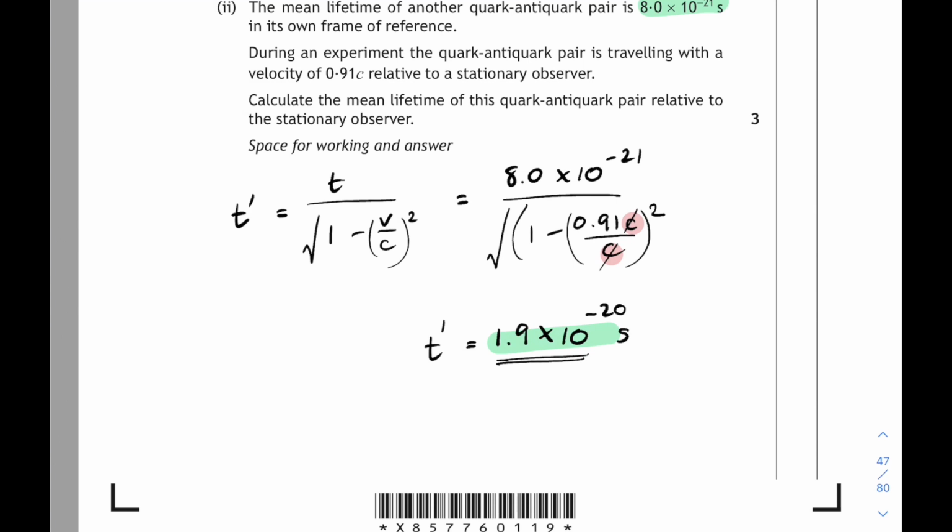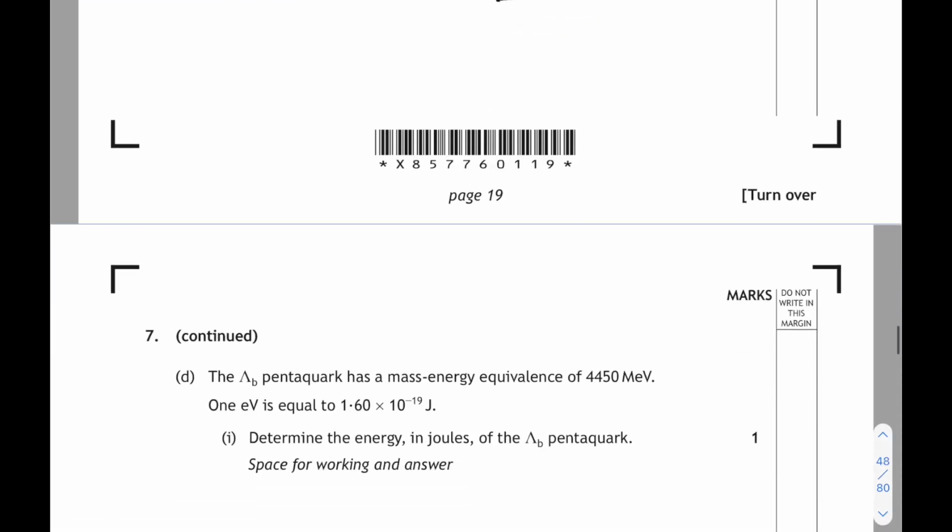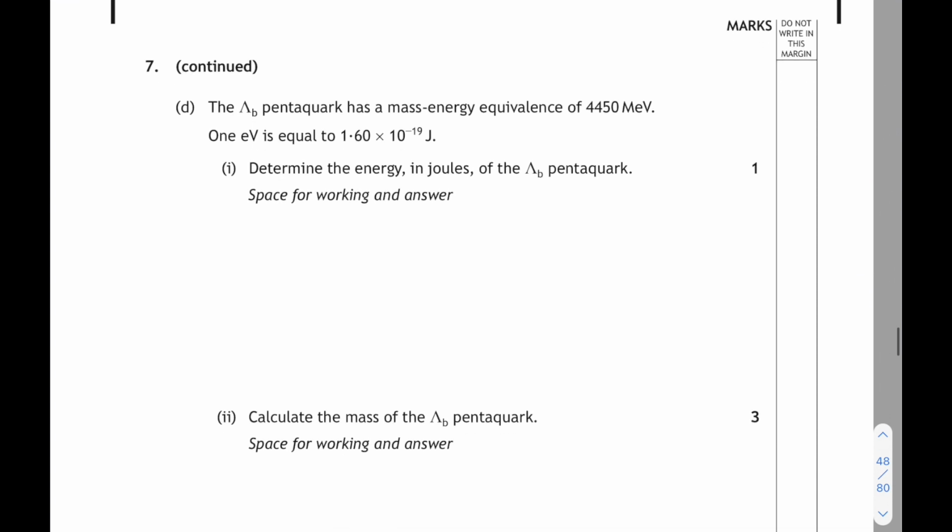So straightforward, 3 marks there: relationship, substitution and answer. Question 7D. The lambda pentaquark has a mass energy equivalence of 4,450 MeV. That stands for mega electron volts. Now you might not be too familiar with the electron volt as a unit of energy, but it tells us that 1 eV is equal to 1.6 times 10 to the minus 19 joules.